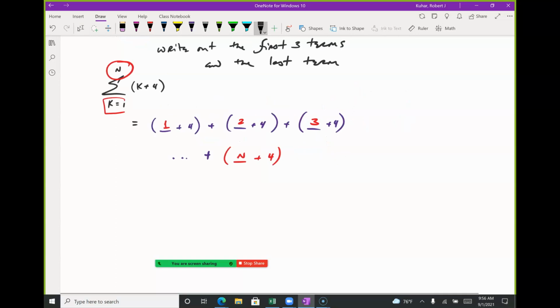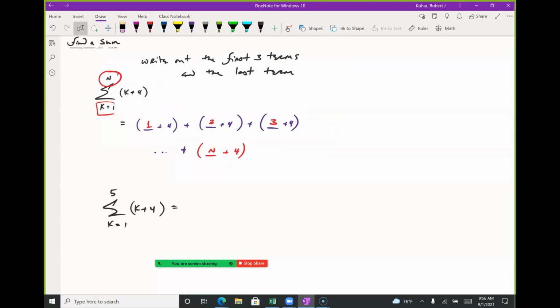That's about as abstract as it gets. But what if I did that same one for k equals 1 to 5 of k plus 4? And now I can actually find this sum, right? And the question is, can we find the sum easier? And the answer is yes, but let's do it the long way first. So anyway, can I simplify this one?